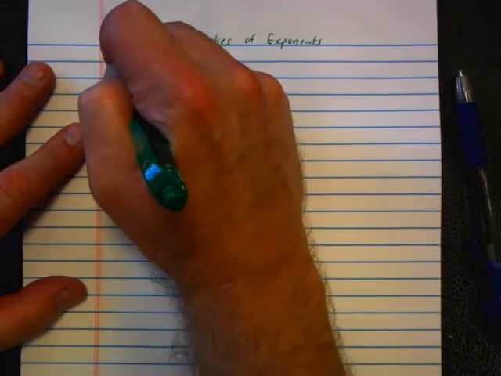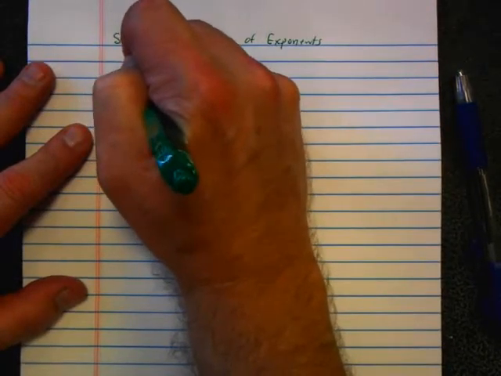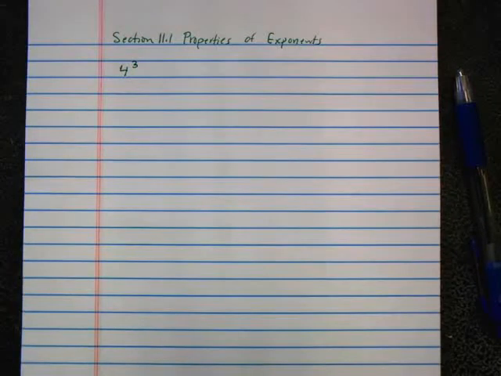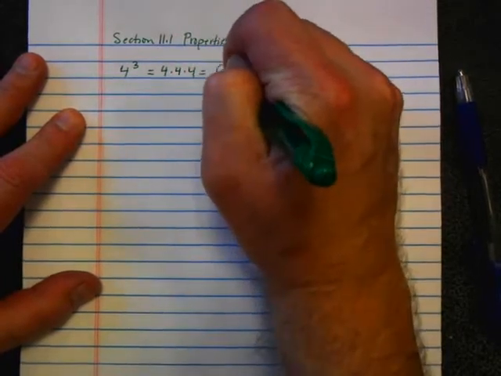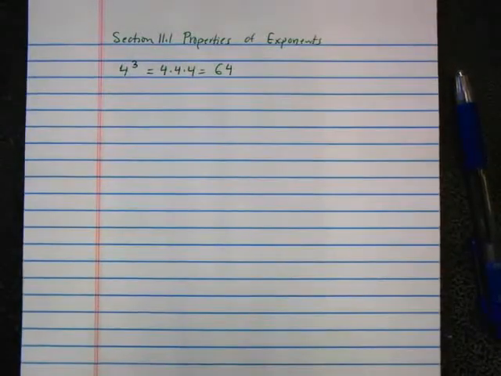Section 11.1, properties of exponents. Alright, well, you already know some stuff about exponents, don't you? So, for example, if I asked you what's 4, and I put a little 3 up there, what would you tell me? It is 4 cubed, and what does 4 cubed mean? It's 4 times 4 times 4, which happens to be 64.